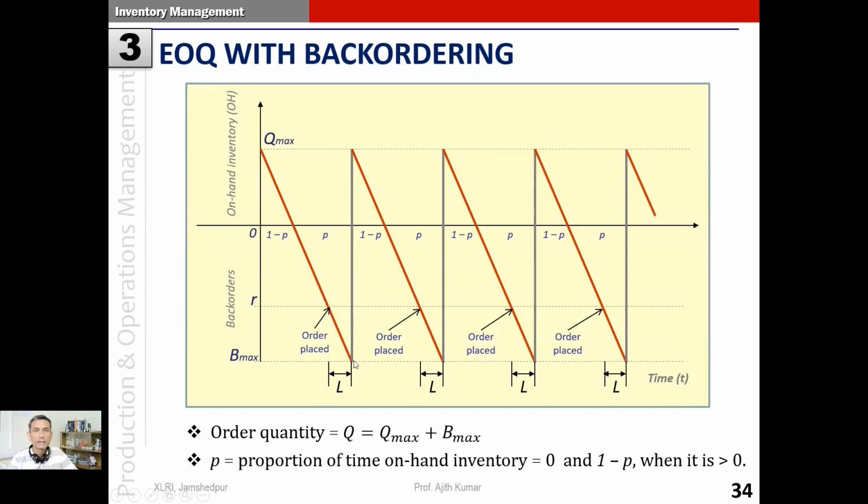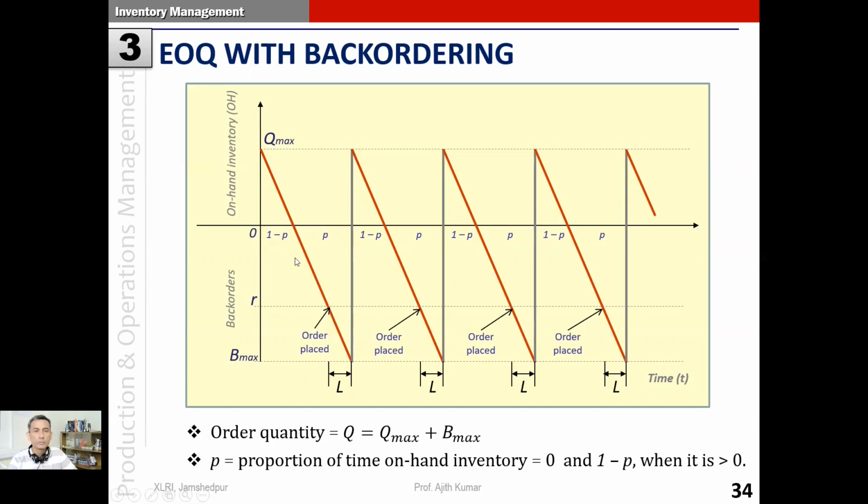The system has been planned in such a way that an order is placed at a certain point when the level of back orders has reached some value, and after the lead time elapses, the replenishment arrives. So when the level of back orders reaches the value B max, the replenishment arrives. The quantity ordered is such that all the back orders are wiped out and a certain level of on-hand inventory is built up, which is Q max.